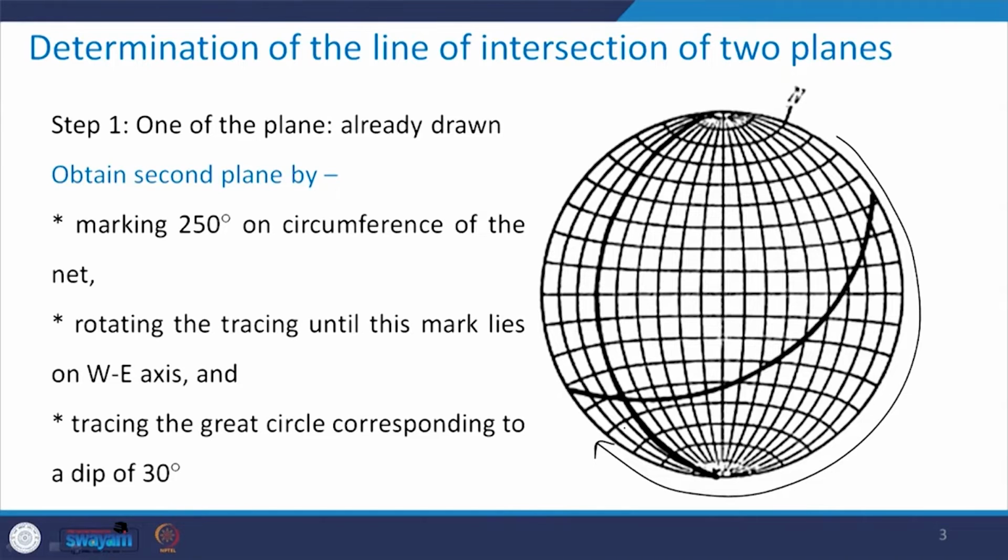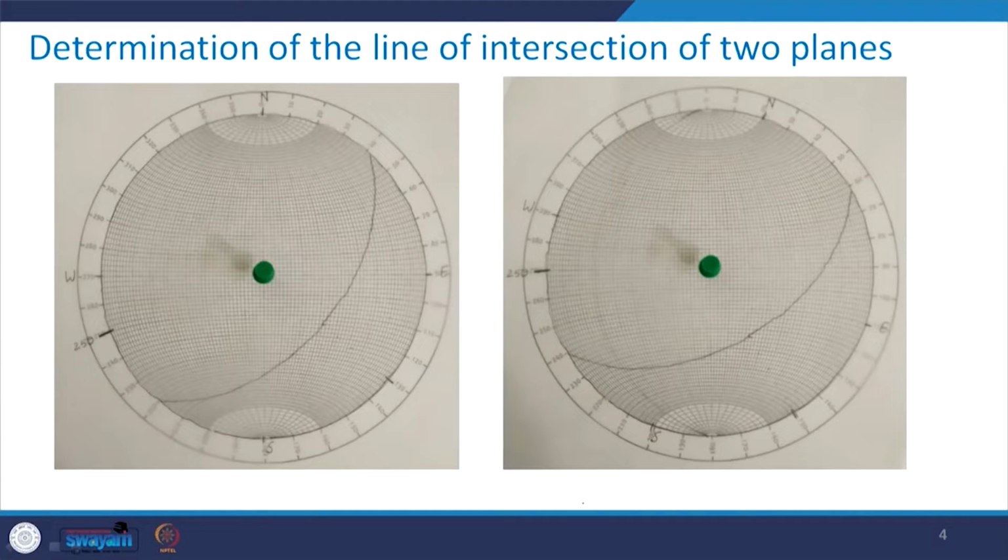You see that this one plane has already been drawn. So, let us see how we can draw the next plane, which has a dip of 30 degree with a dip direction of 250 degree. We have to follow the same procedure as we did in the previous case. We need to measure 250 degree along the circumference, then rotate it in such a manner that it coincides with the west east axis, and then trace the great circle corresponding to a dip of 30 degree. Let us see how we do this.